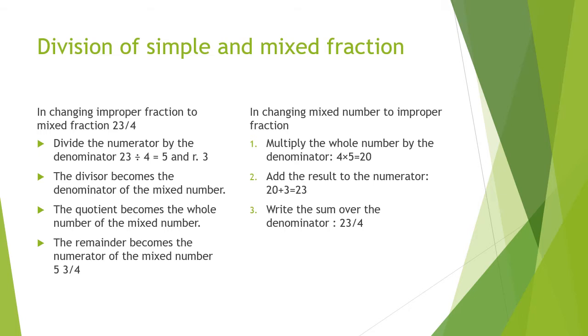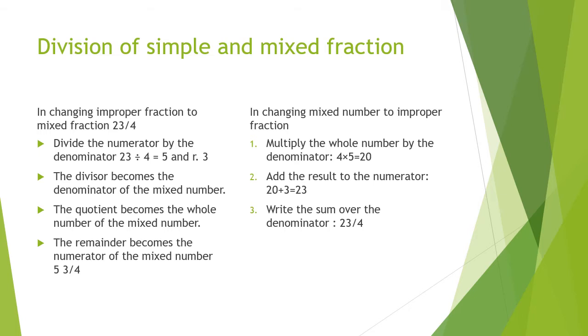In changing improper fraction to mixed number, for example 23/4, divide the numerator by the denominator. 23 divided by 4 equals 5 and remainder 3. The divisor becomes the denominator of the mixed number. The quotient becomes the whole number of the mixed number. The remainder becomes the numerator of the mixed number. So we have 5 and 3/4.